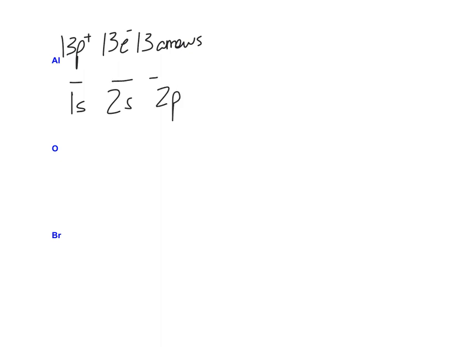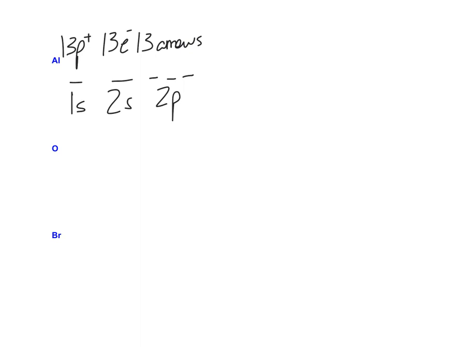Here's another couple. We're going to do one of these, and then I'll let the other 2 pop up. But let's do aluminum, Al. So we know that neutral aluminum has 13 protons, which means it's going to have 13 electrons, which means I need 13 arrows. And same way, I'm just going to start at 1s. 1s, 2s, 2p.